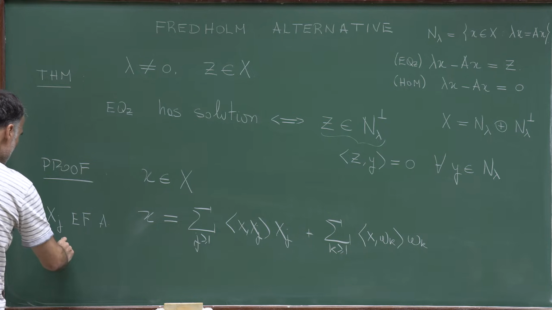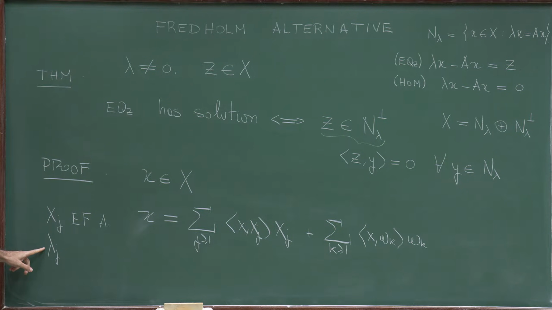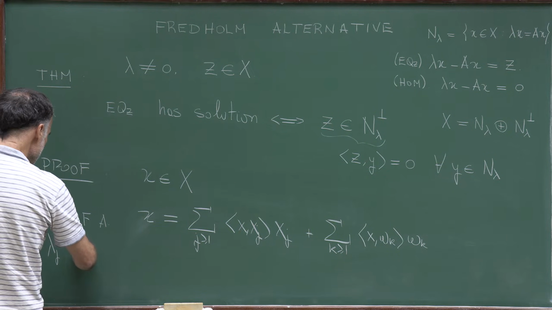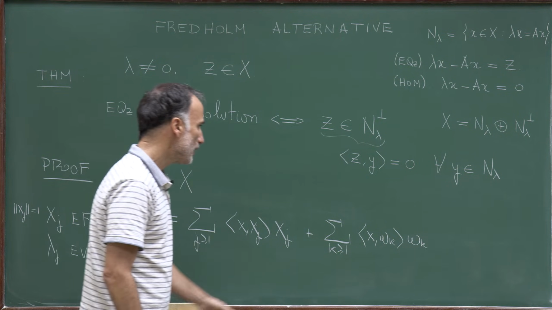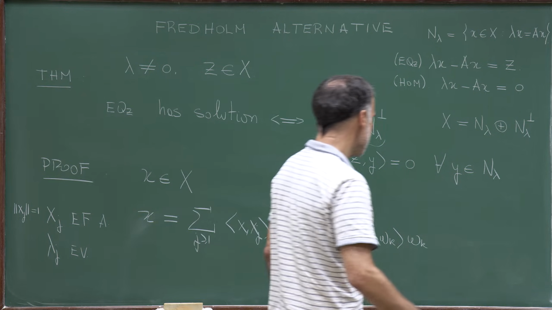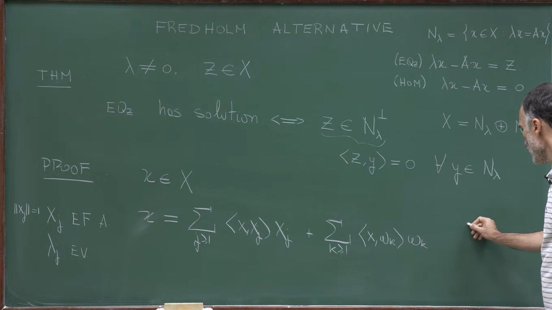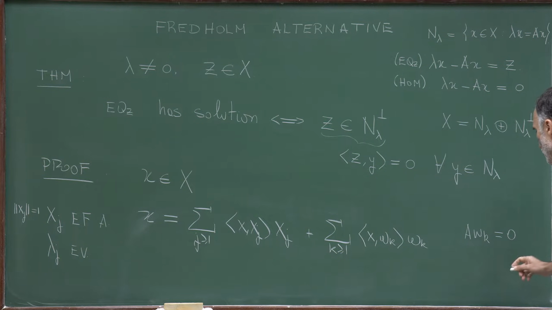The eigenvalue of xj, I will represent by lambda j. So this is the eigenvalue associated to xj. xj is an eigenfunction which has norm equal to 1. So we know that they are orthogonal among themselves. And what are the wk's? Well, the wk's, on the other hand, are such that A of wk is equal to 0. So they are in the null space of A.